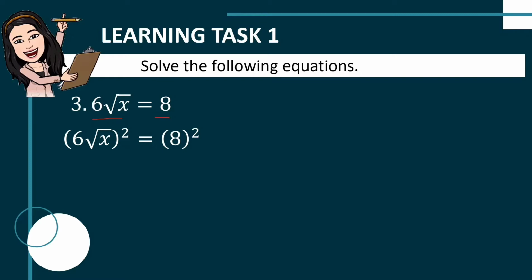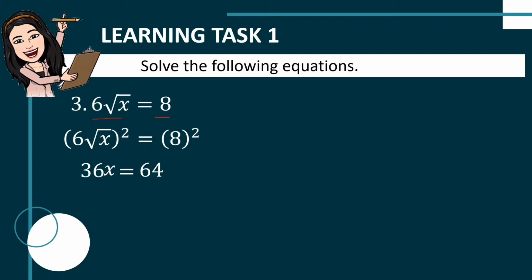Now simplifying, since 6 is part of the radical expression because it is the numerical coefficient of our radical expression, it is also raised to the power of 2. This means we also need to get the square of 6. And the square of 6 is equal to 36. Right? Because 6 times 6 is equal to 36. Now, multiply by the square of the square root of x, which is x. And 36 times x is equal to 36x. How about 8 squared? Okay, we have 64.